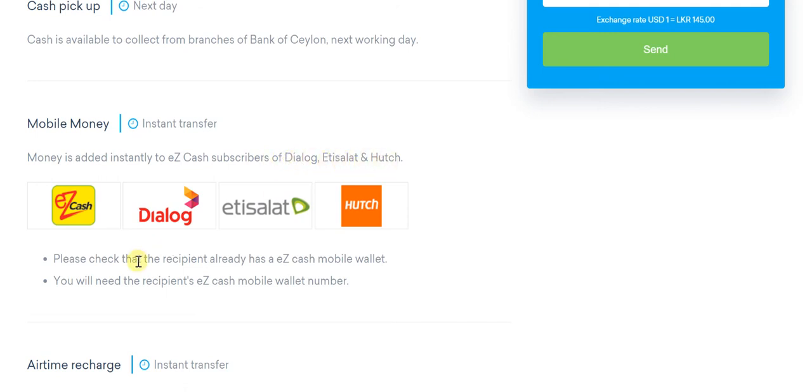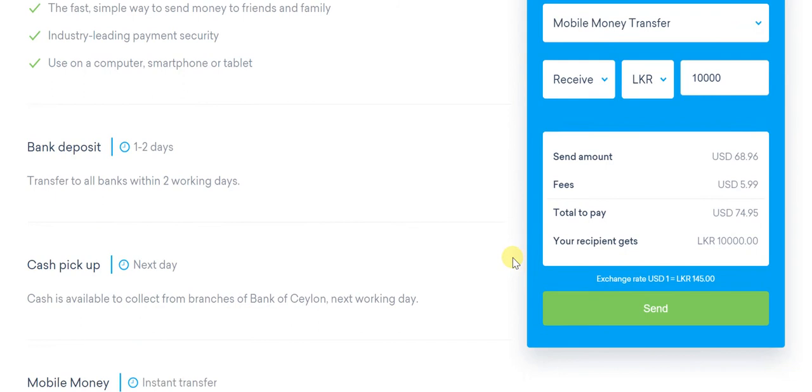And there are only two conditions which need to be fulfilled. Firstly, the recipient needs to have an Easy Cash mobile wallet in place, and you, as the sender, need to know the recipient's Easy Cash mobile wallet number. As long as this is in place, the transfer would happen instantly.